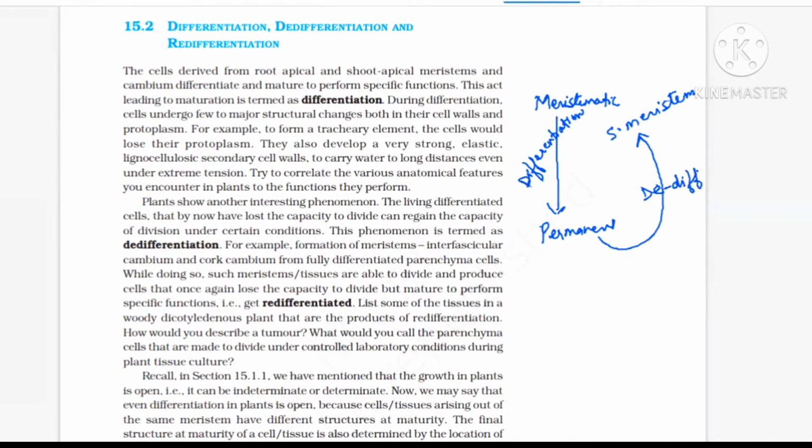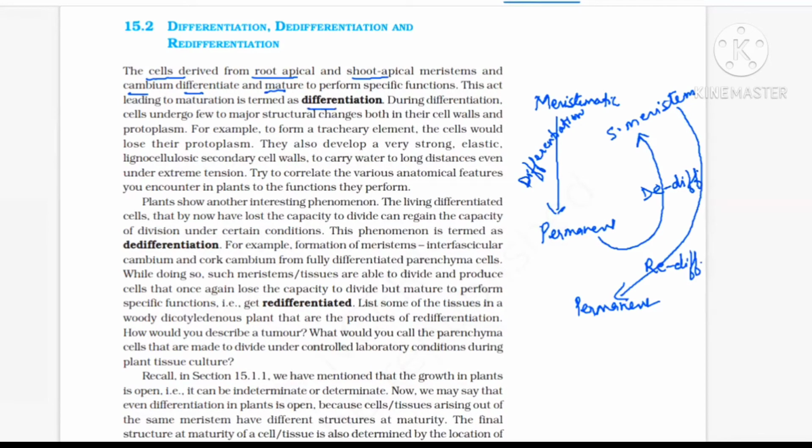Okay? And when this secondary meristem again becomes permanent, so I'm drawing it here properly, check it carefully. And when they again become permanent, just like you have studied your secondary xylem, secondary phloem, then we call this process re-differentiation. The cells which are derived from root apical or shoot apical meristem or cambium differentiate and become mature. So this process is known as differentiation.